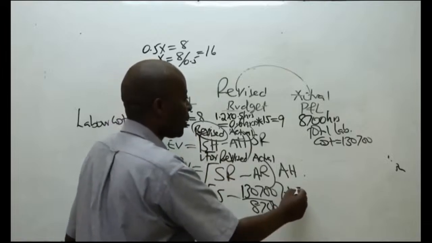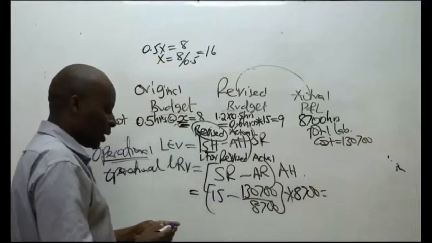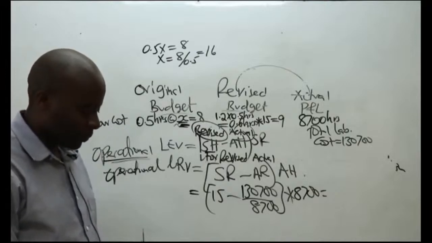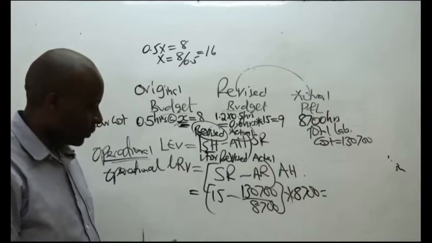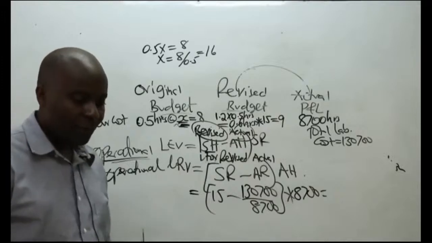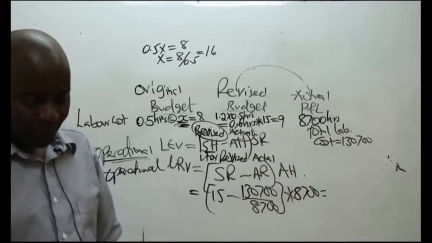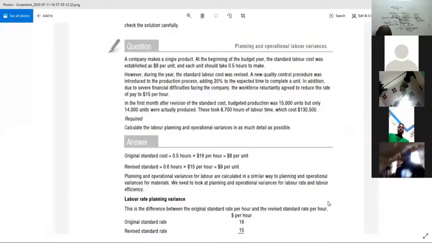We have 8,700 hours. Let's see whether we'll be able to get 0, because most of them are saying it's 0. Jonas and Mercy are saying it was 130,500 instead of 130,700. Oh, the total cost. Let's look at the question. In terms of labor hours, paragraph number 2, it's 8,700 hours of labor time, which cost 130,500. Sorry for that. This is supposed to be 130,500.